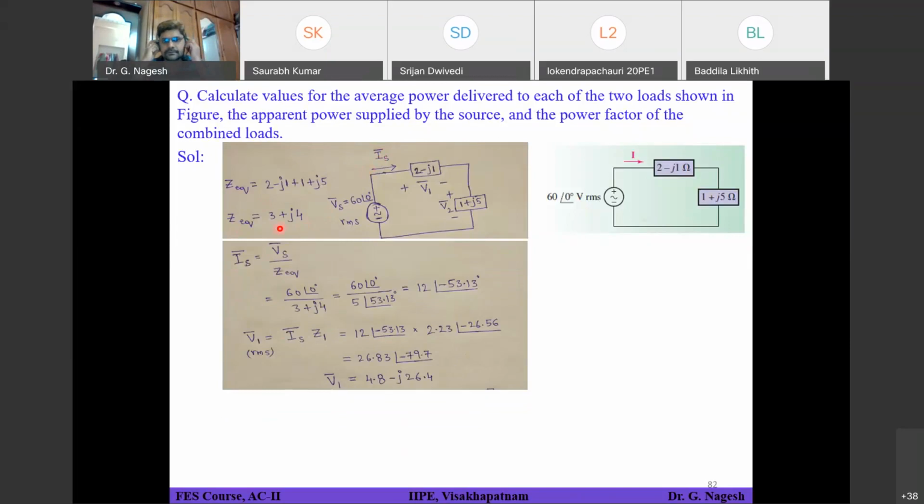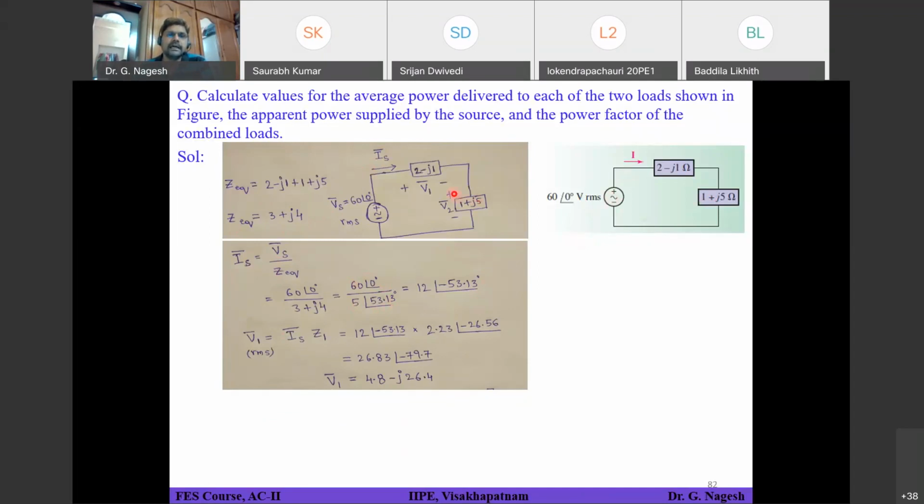So it is 12 at an angle of minus 53. Simply you have to divide 60 at an angle of 0 degrees by 5 at an angle of 53.13, and you'll get this value. This is your source current. So this is the current which was delivered from the source.